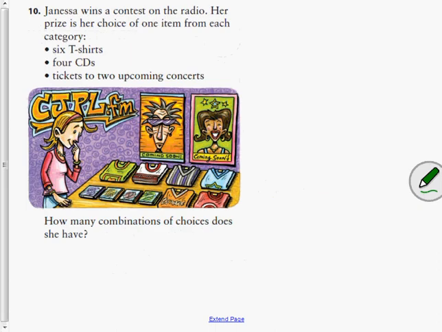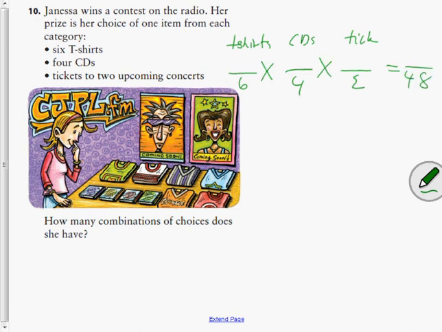Question 10 says Janessa wins a contest on the radio. Her prize is the choice of 1 item from each category. So if you have 6 t-shirts, then there are 6 possible shirts that would be used for the combination. For CDs, there are 4, and for the tickets to the concert, there are 2. So the product of those is going to tell you that there are 48 possible combinations for a t-shirt, CD, and ticket.